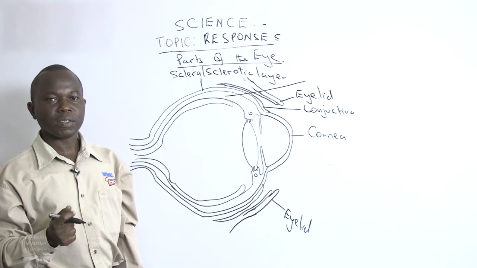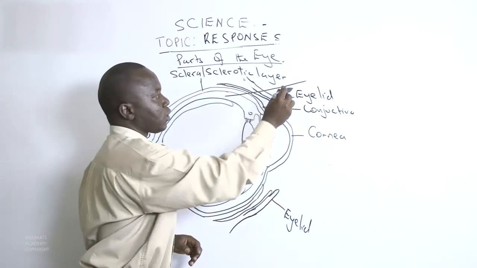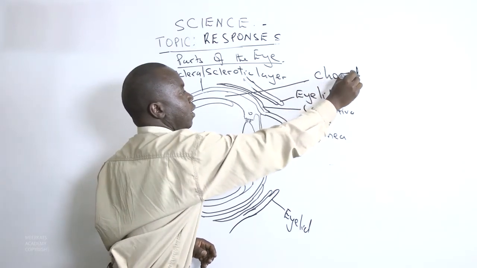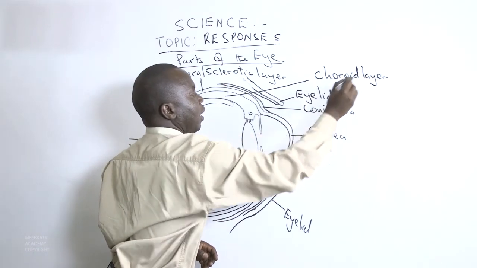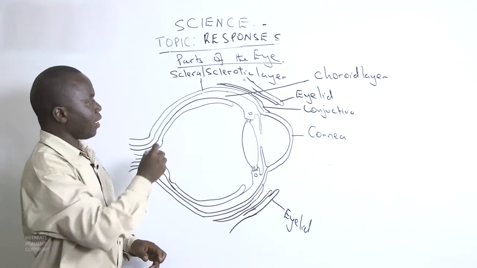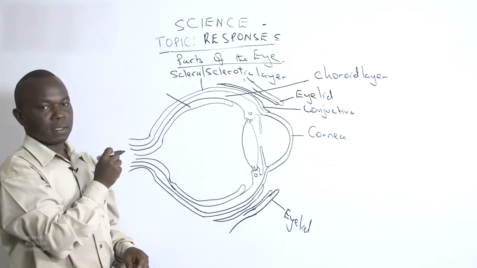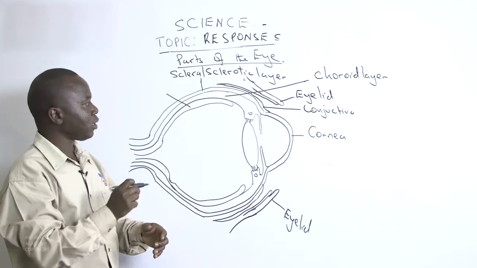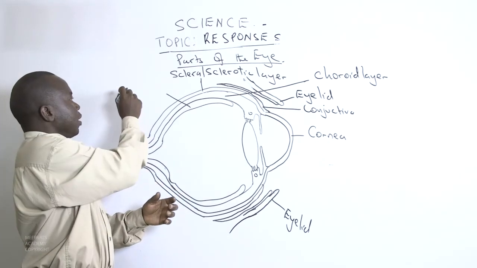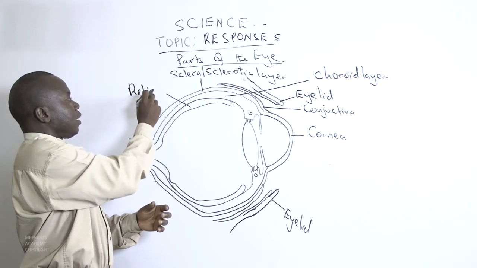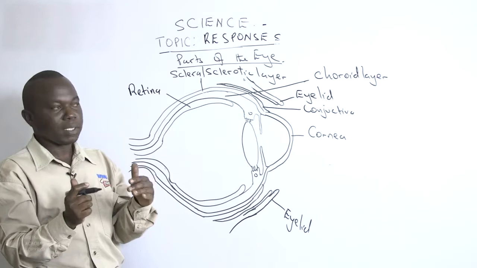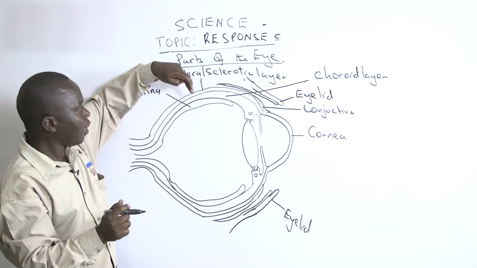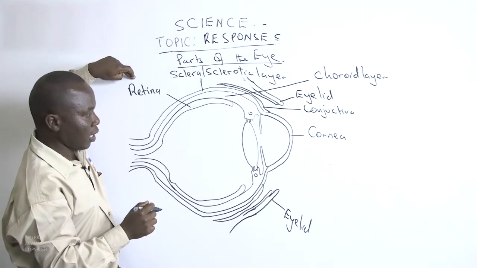Conjunctiva, then the sclerotic layer. The other layer that follows the sclerotic layer is a dark pigmented layer with a lot of blood vessels and nerves, called the choroid layer. And then we have another part where sensory cells that detect changes in light are situated, called the retina. This is the third layer. So we have three major layers: the sclerotic layer, the choroid layer, and the retina.